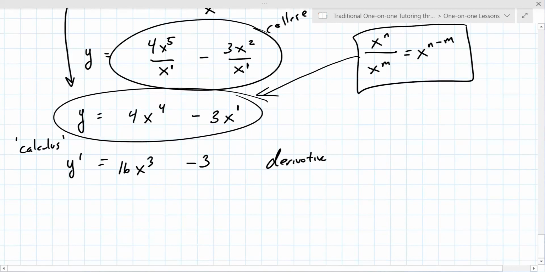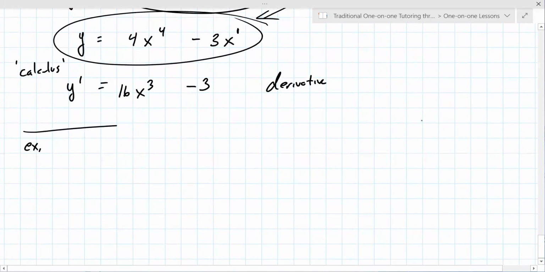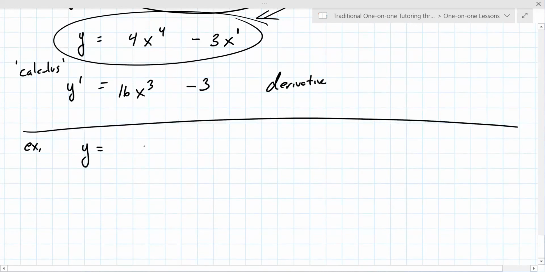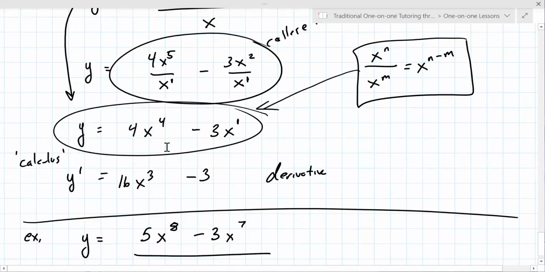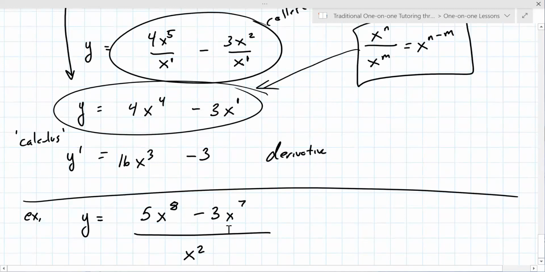All right. So let's do another example here. Let's go y equals 5x to the 8th minus 3x to the 7th over x squared. I'll do it. Yes, you try. It's just like the previous one. You're going to write this and then do some derivative stuff. Okay.